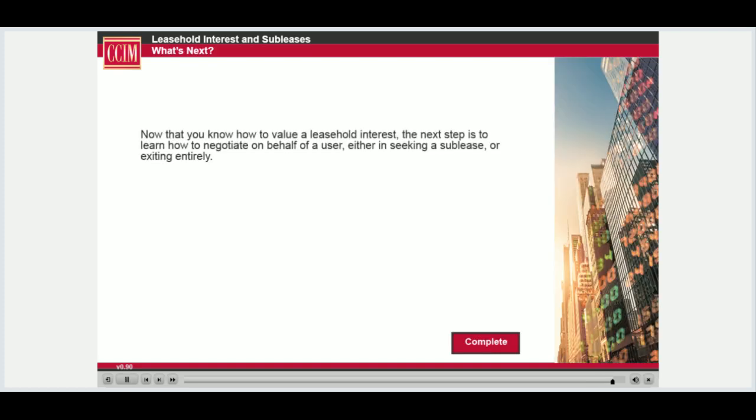Now that you know how to value a leaseholder interest, the next step is to learn how to negotiate on behalf of a user, either in seeking a sublease or exiting entirely.